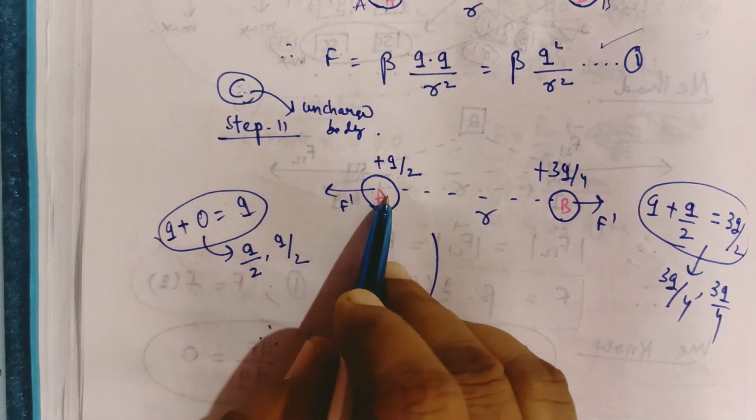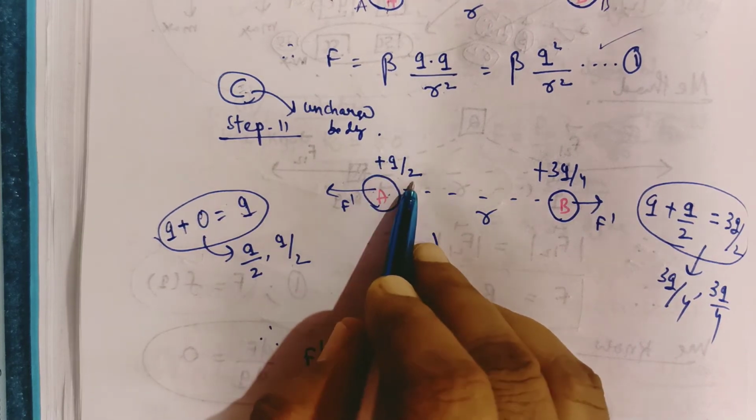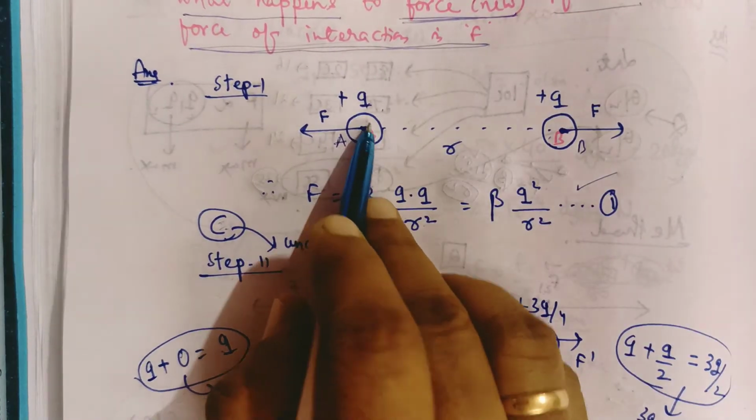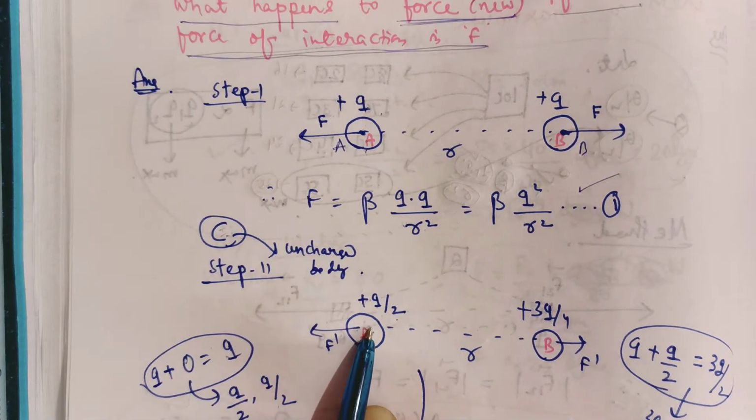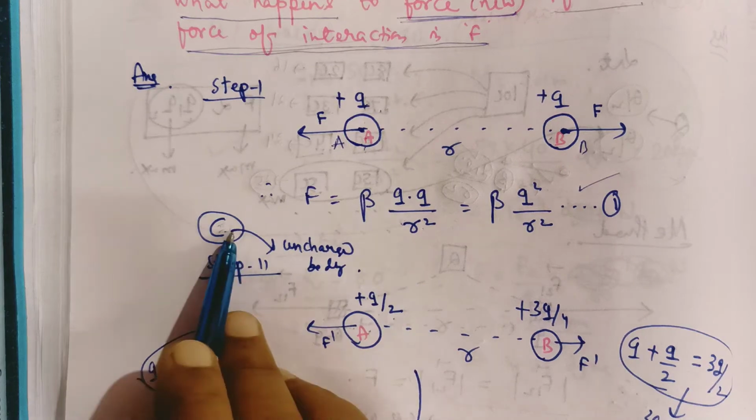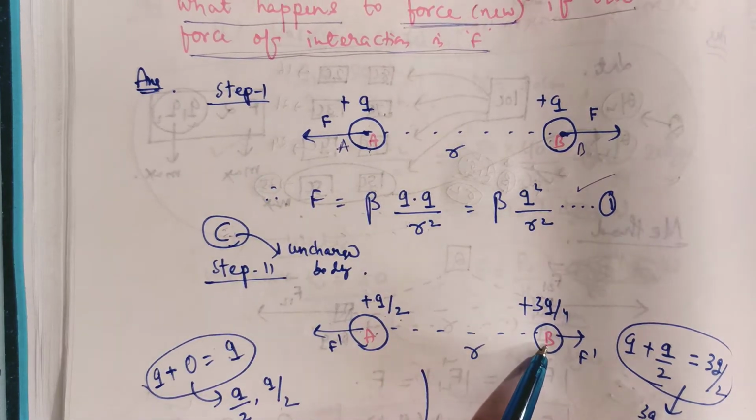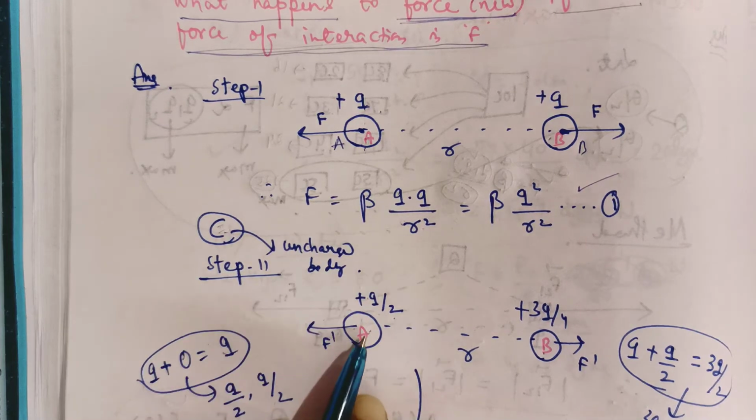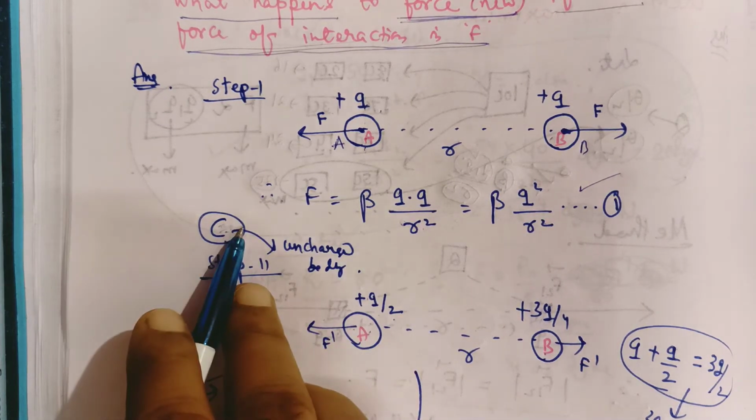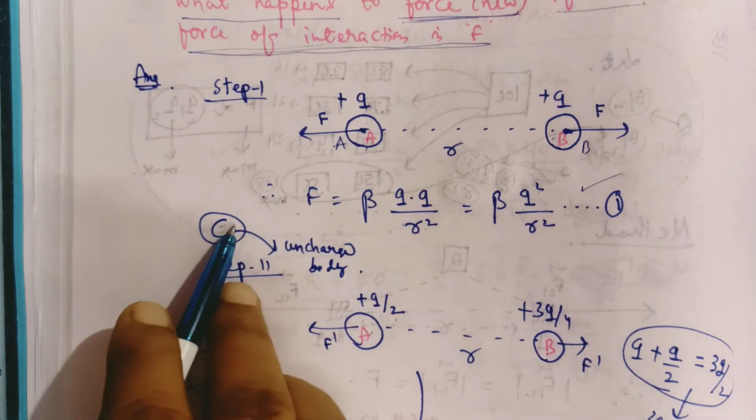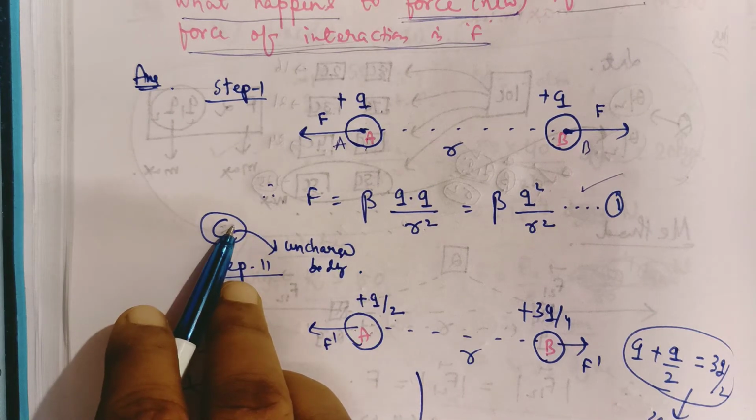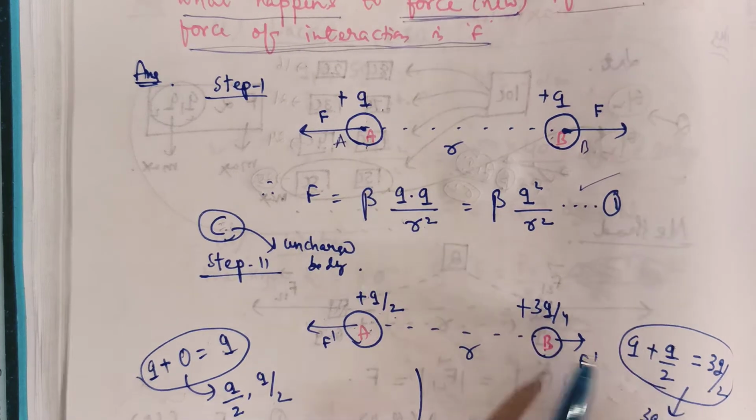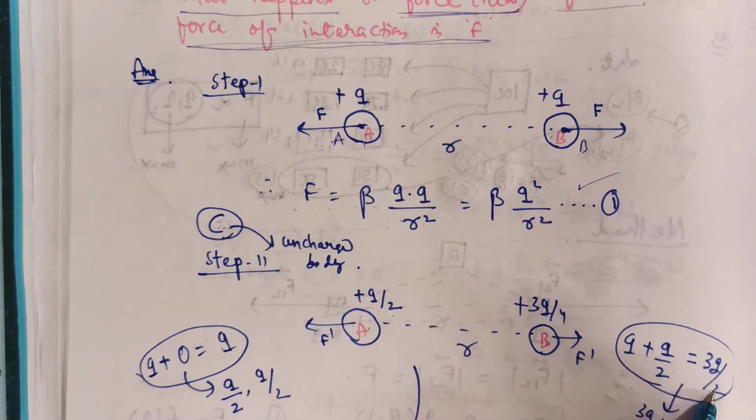So now the charge of A will be Q by 2. Before touching, its charge was Q. After touching C, charge becomes Q by 2. Now C comes to B. What is the charge of C now? Initially it was uncharged. After touching, its charge is Q by 2. So Q by 2 on C, and the charge of B was initially Q. Q plus Q by 2 is equal to 3Q by 2.